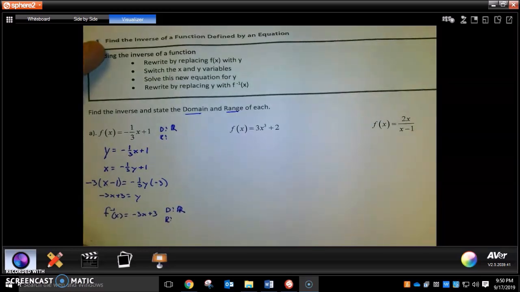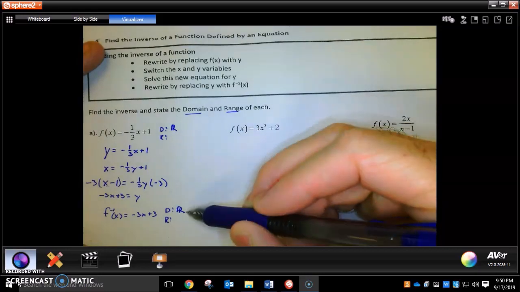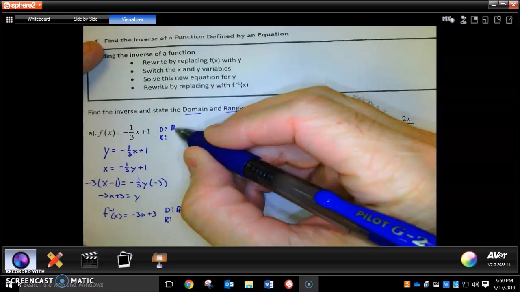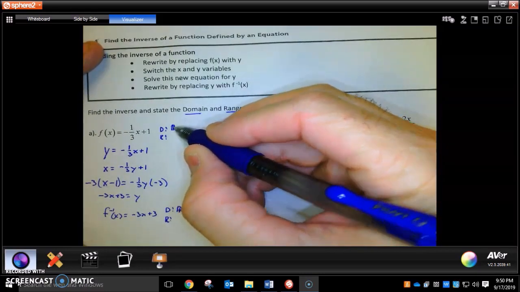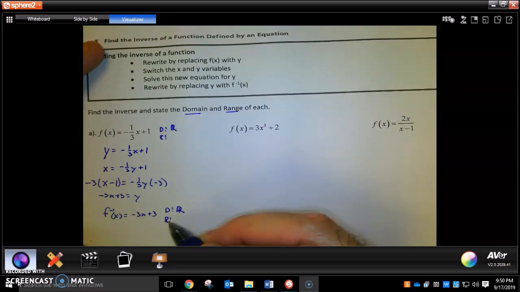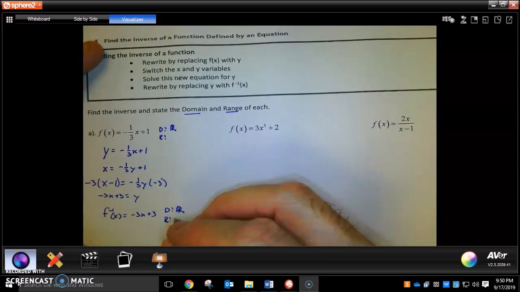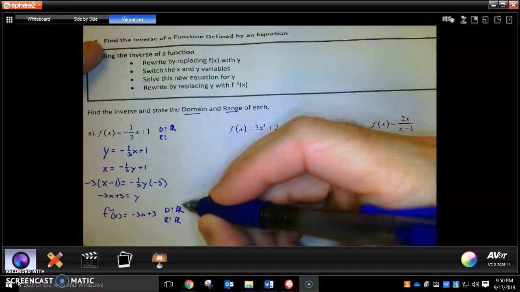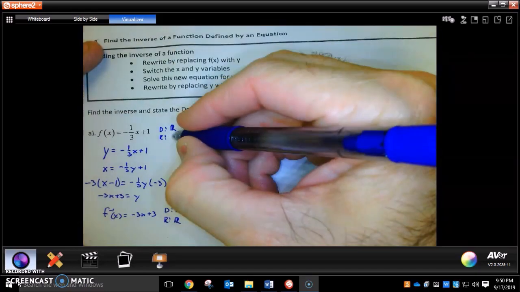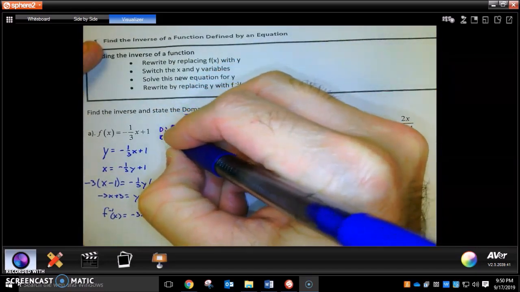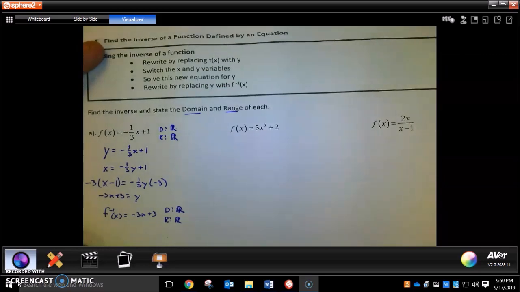And the reason we only need to find these two things is because the domain of the original is the same as the range of our inverse function. So if this is all real numbers, this is all real numbers, and vice versa. The domain of this is the range of this. So the domain and range of both of those, the original and the inverse, would be all real numbers.